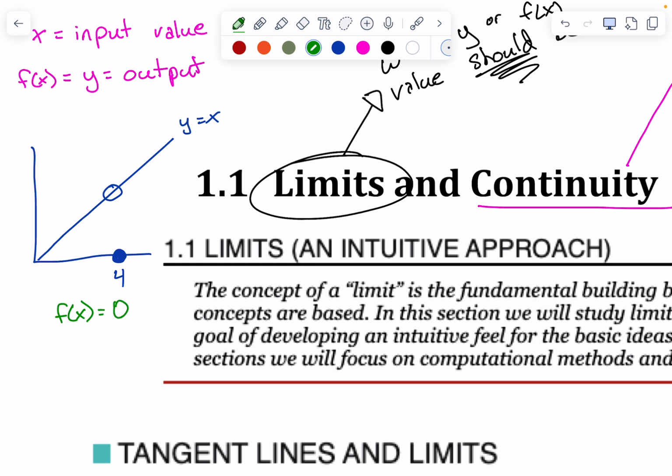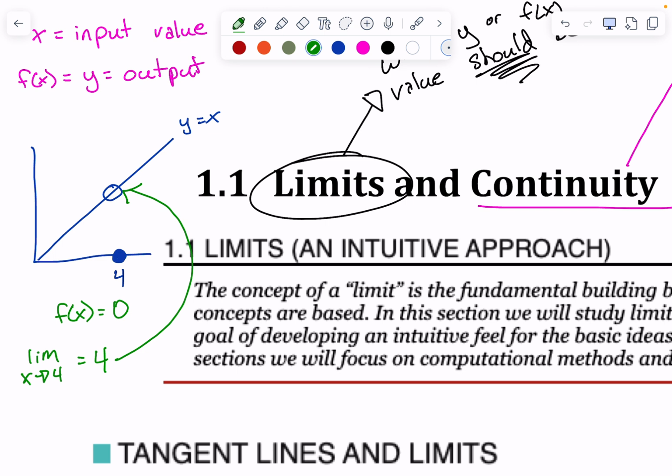It's touching at 0. But what is the limit as x approaches 4? What should the y value be at 4? It should be at 4. It should live right there, but it doesn't, right? So the y coordinate is 0, but the limit should have been 4, okay? A limit is like what the y value should be, okay?